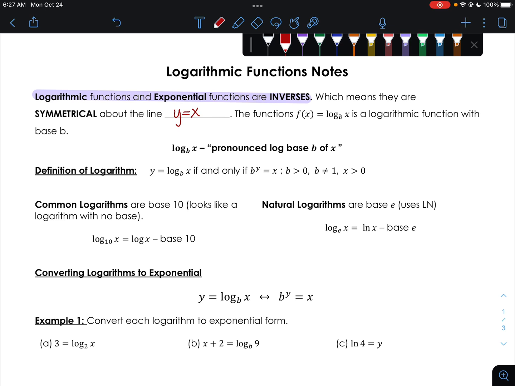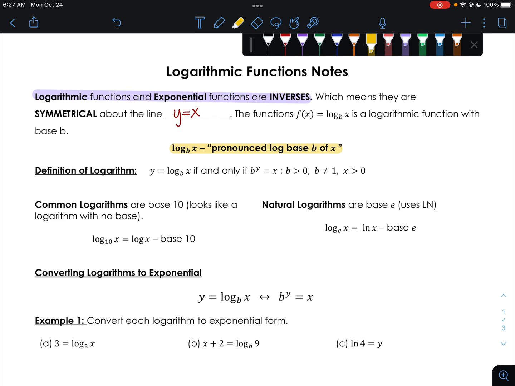The function f of x equals log base b of x is a logarithmic function with a base b. How to pronounce this is "log base b of x." The definition of a log says that y equals log base b of x if and only if b to the y power equals x, where b is greater than 0, meaning it can't be negative, and b cannot be 1. And x also has to be greater than 0, meaning it cannot be negative.